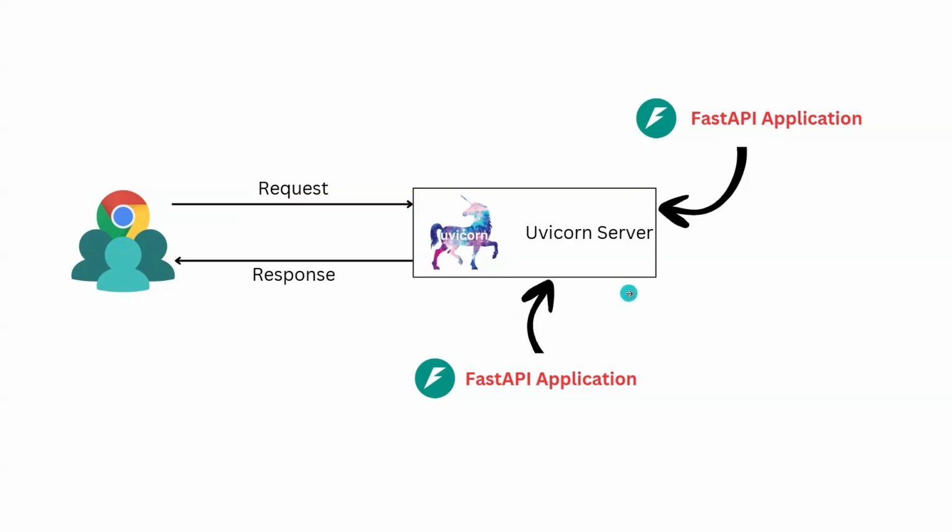Why async? Async is where we can send n number of requests, and the server should be able to process all those requests, correct? Or else, if they go in a queue, the processing will take a lot of time. So this particular Uvicorn will process the requests asynchronously.